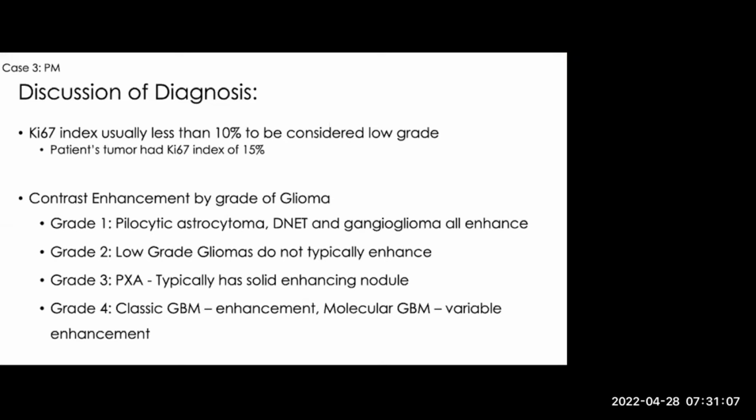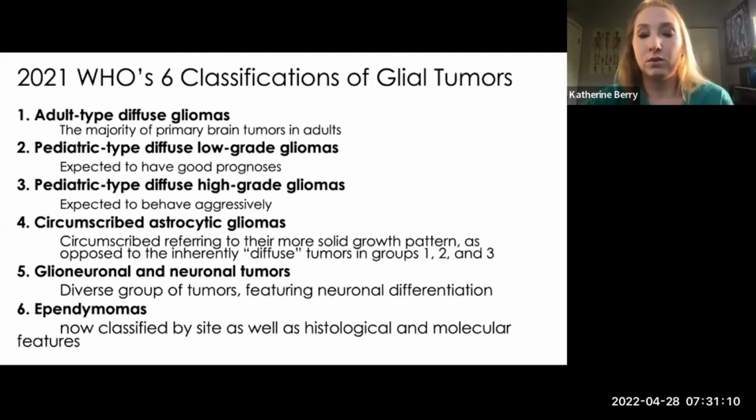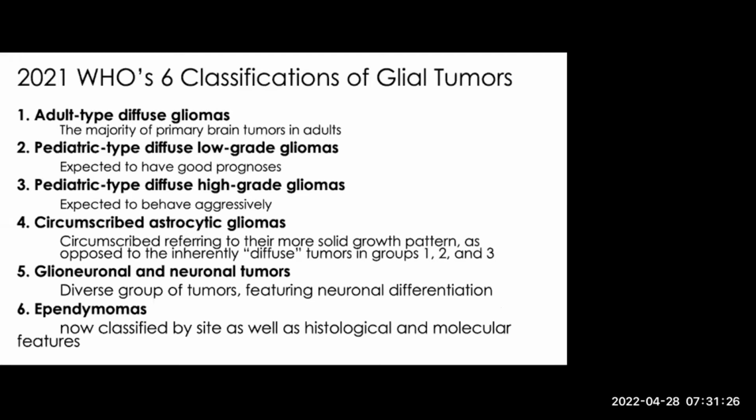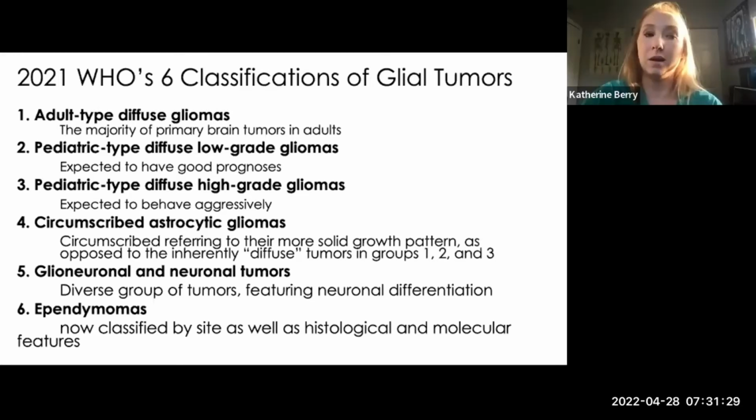So I just want to review quickly there are new WHO classifications for glial tumors, which I feel like is happening all the time. It's hard to keep up. So they've recategorized them. Basically, there are adult type diffuse gliomas. These are the wild type ones usually. There are pediatric type diffuse low-grade gliomas, pediatric type diffuse high-grade gliomas, then circumscribed astrocytic gliomas, and they're usually more solid in terms of their growth. Then there are glioneuronal tumors and neuronal tumors like central neurocytoma, etc., and then ependymomas.